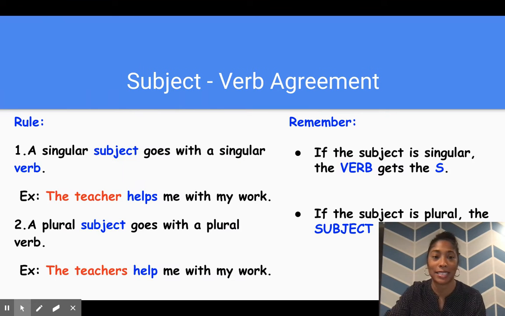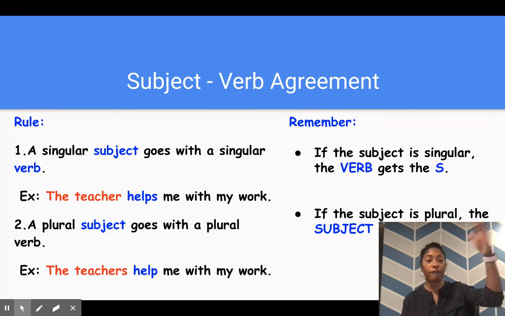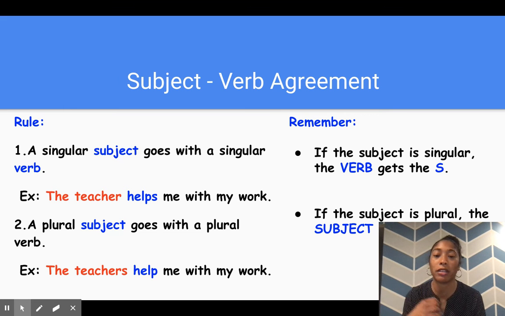Let's practice. So here's some rules. A singular subject goes with a singular verb. The teacher helps me with my work. A plural subject goes with the plural verb. The teachers help me with my work. Okay? So in the first example, the teacher, it's one, she helps me with my work. But in the second one, we have two teachers. So the teachers help me with my work.